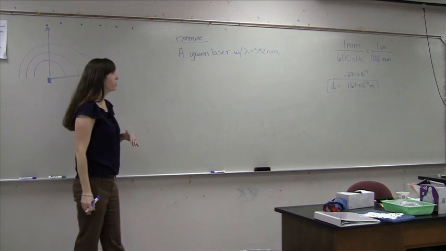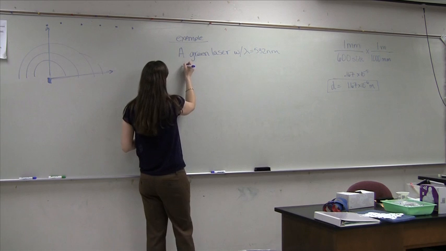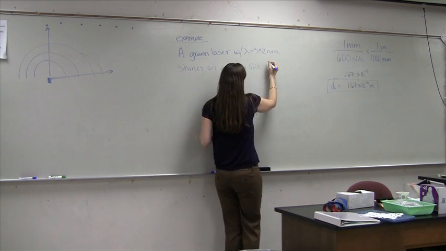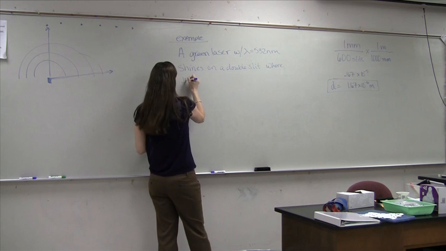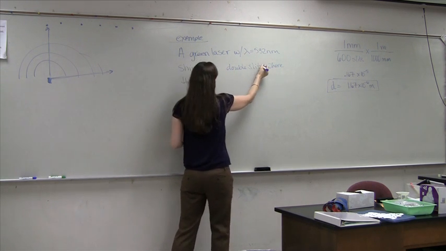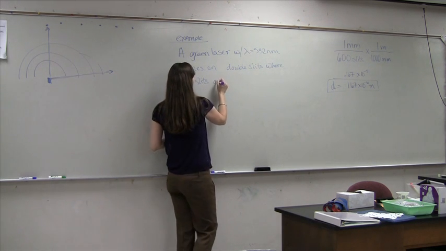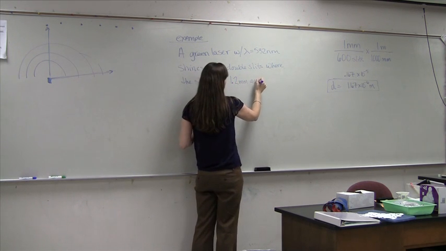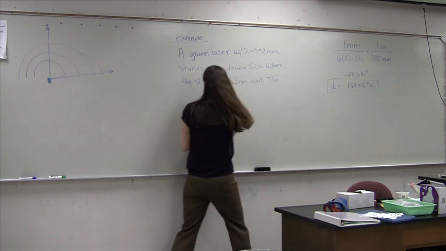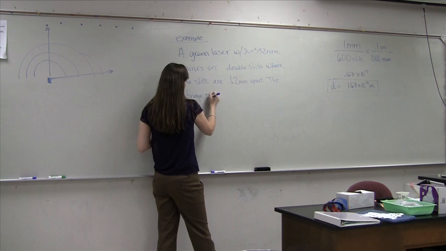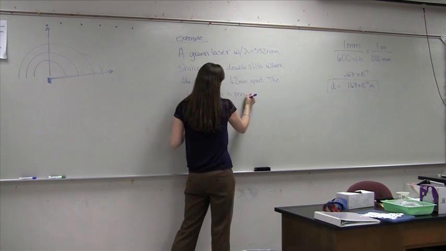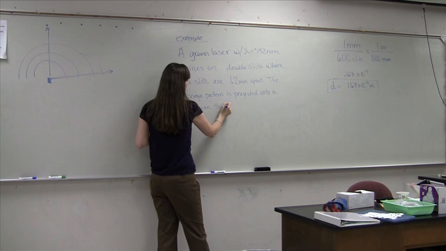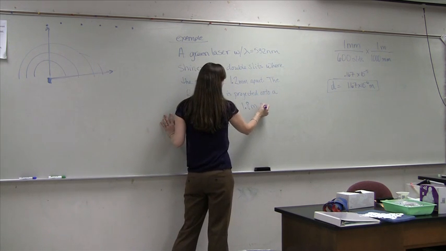So the green laser pointer has a 532 nanometer wavelength. It shines on a double slit, where the slits are, let's say, 1.2 millimeters apart. The interference pattern, the fringe pattern, is projected onto a screen that is 1.8 meters away.